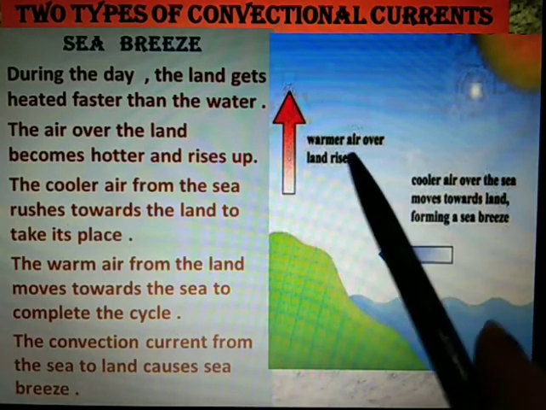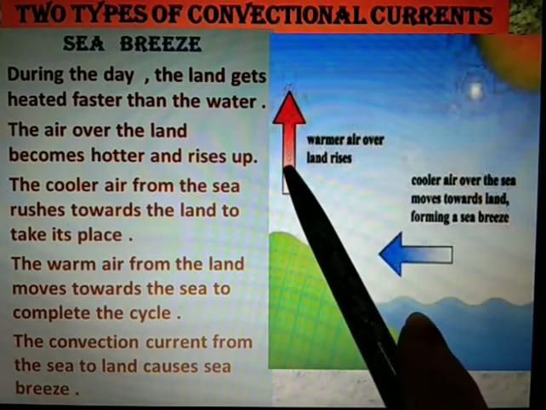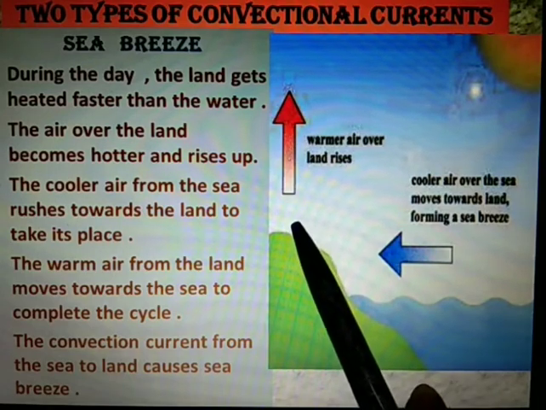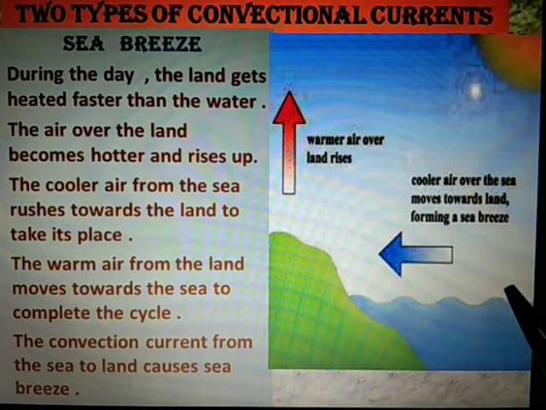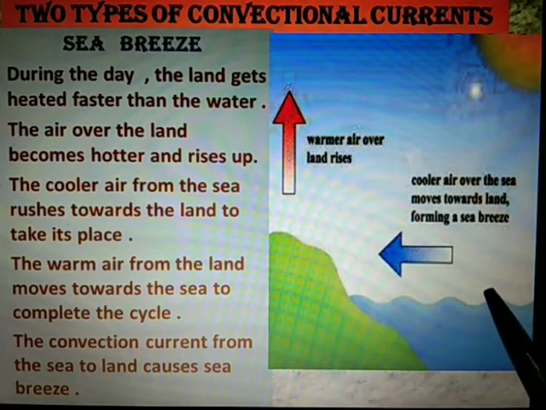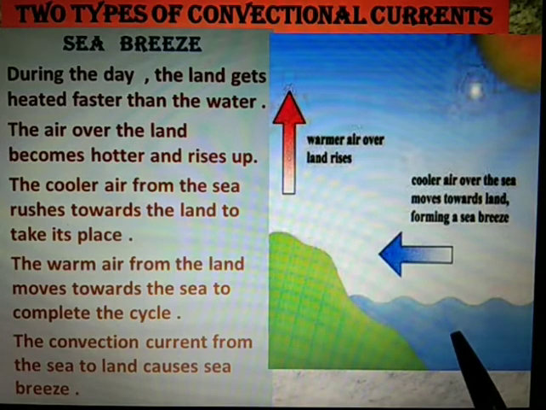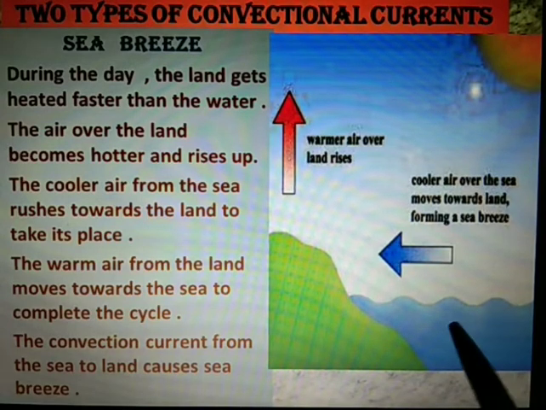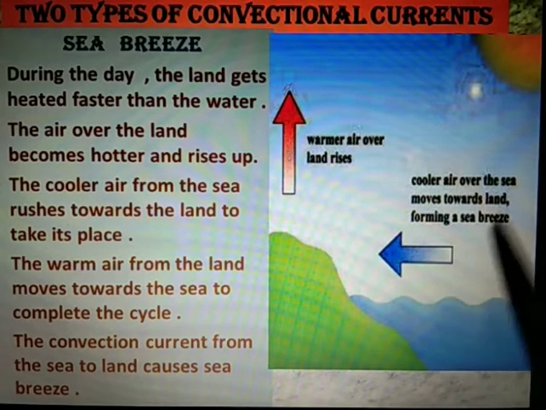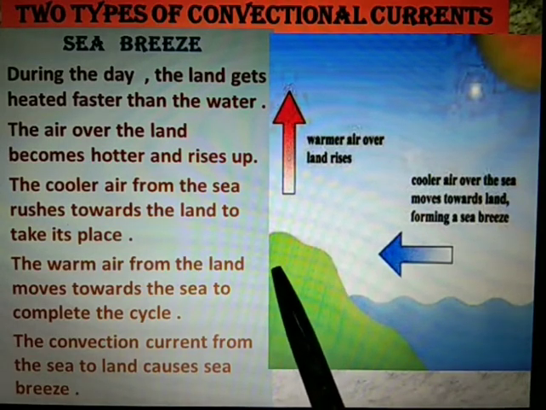During the day, the air above the land becomes hotter faster, and the air above the water does not become hotter as fast as compared to land. You know that water boils at 100 degrees Celsius. That means it will take time to heat up. So land will get heated up faster than the water.